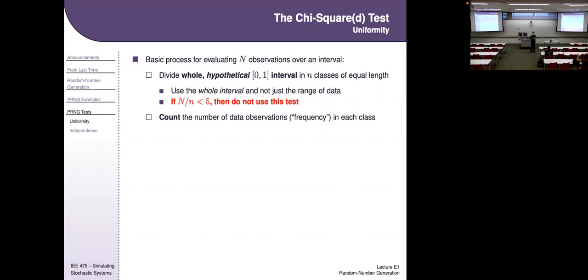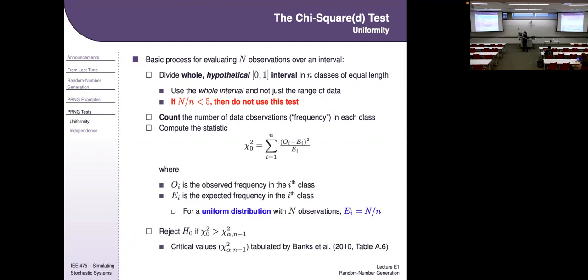For reasons that we'll describe a little later in the semester, the chi-squared test is built on an approximation that requires the expected number of counts to be 5 or more. If it's less than 5, you're really stuck with things like the Kolmogorov-Smirnov test. Now, as you did in 380, you take the observed counts minus the expected counts, squared, divided by expected counts. We will talk a little later about where this funny formula comes from. And for a uniform distribution, the expected counts are just the total number of samples divided by the total number of intervals.